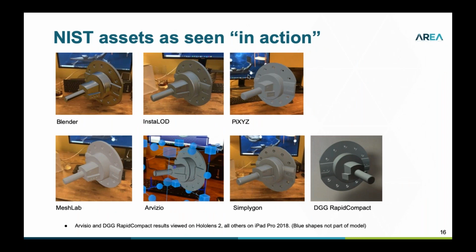And then here you can see the next step in that process that we looked at before in the flowchart, where I actually brought the assets into augmented reality and put them onto my desk, which was kind of fun. A quick call out here: the AR Vizio and the Rapid Compact screenshots are actually done in the HoloLens 2, because with AR Vizio, its intention is to keep the data in the experience. So it was viewed directly through AR Vizio on the HoloLens 2. The blue shapes you see there are just part of the interface. It's not part of the model, so don't get distracted by that.